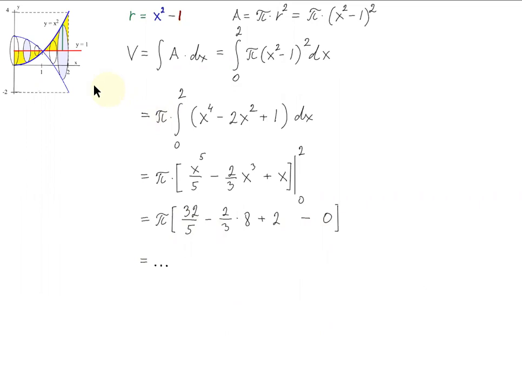What is disk? This is the slice, one slice, which has area and some thickness, dx. Okay, and we calculate area of the slice, radius first, and then area, and then volume of one slice. Then we add up all the slices, all the volumes, by integrating along the independent variable in the given interval, from 0 to 2 in this case. That was an example of calculating volumes of revolution using disk method.